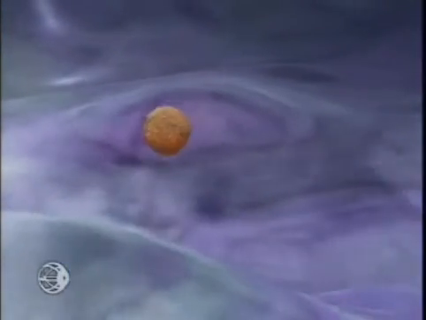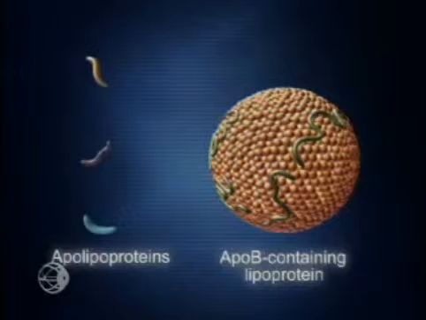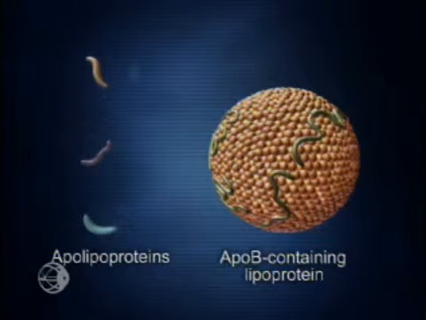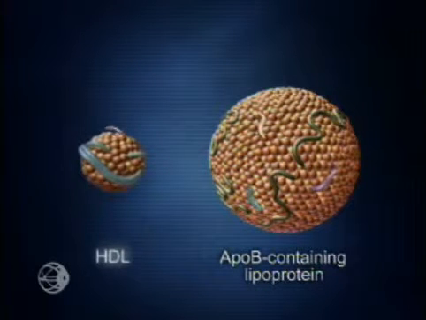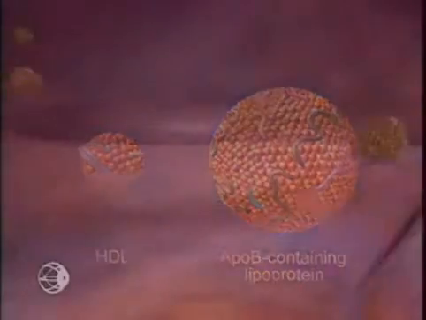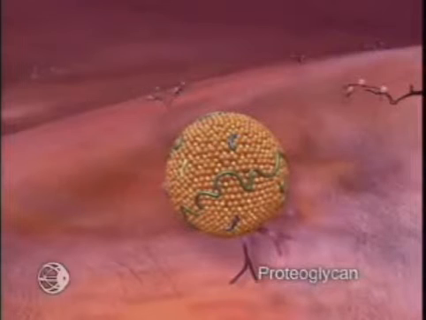The newly assembled ApoB-containing lipoproteins are secreted from the intestine or liver into the lymph or plasma, respectively. Secreted with them are apolipoproteins E, C2, and C3. These apolipoproteins may also be acquired from HDL. With attachment to proteoglycans on capillary endothelium, the lipoprotein remodeling process begins.